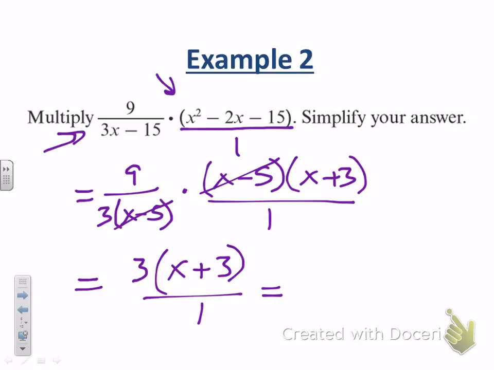And I'm going to simplify the answer. So 3x plus 9. I would be okay if you left it as 3 times x plus 3, but the direction specified simplify, so I just wanted to follow through with that.